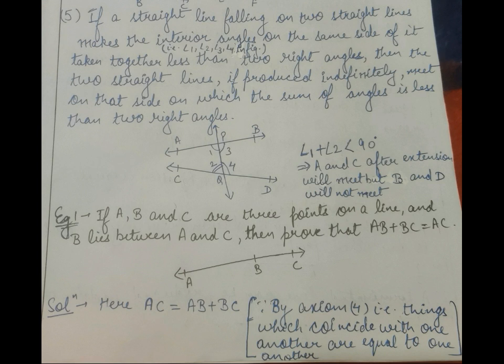Now come to example number 1. If A, B and C are 3 points on a line and B lies between A and C, then prove that AB plus BC is equal to AC. Here you can see the figure given in the question. Now according to that, we can say that AC is equal to AB plus BC. Why? Because by axiom number 4, that is, things which coincide with one another are equal to one another. Now you can see that AC coincides with AB plus BC.